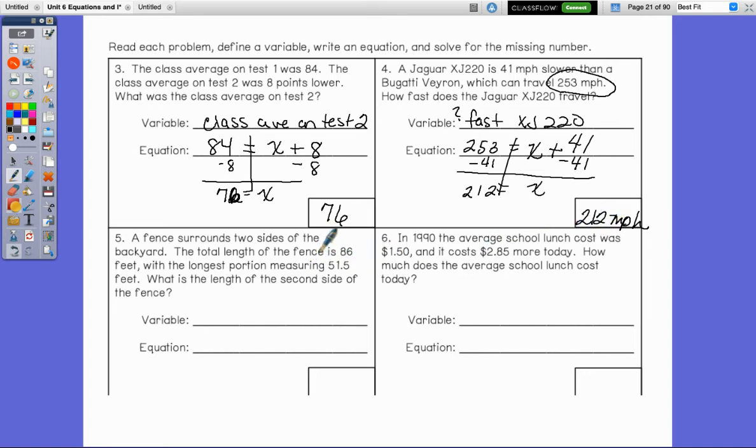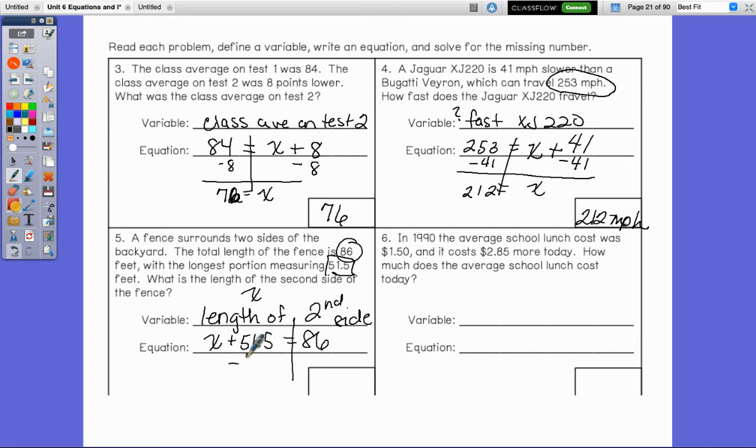Okay. A fence surrounds two sides of the backyard. The total length of the fence is 86 feet, with the longest portion measuring 51.5 feet. What is the length of the second side? So we're looking for the length of the second side. And I have a total length of 86, so equals 86. And I'm missing this, so this becomes x. And what am I doing? I'm adding 51.5 feet that I got from here.